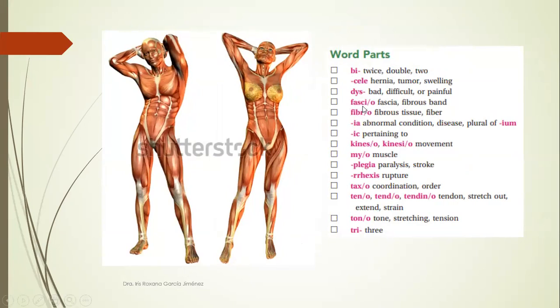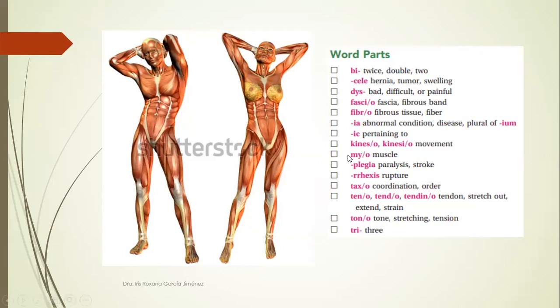Now the word roots and combining forms. Fascio: fascia, fibrous band. Fibro: fibrous tissue, fiber. The suffix -plasia: abnormal condition, development. The plural is -ia. Again, the suffix -ic, pertaining to the word root. Kines, kinesio: movement.